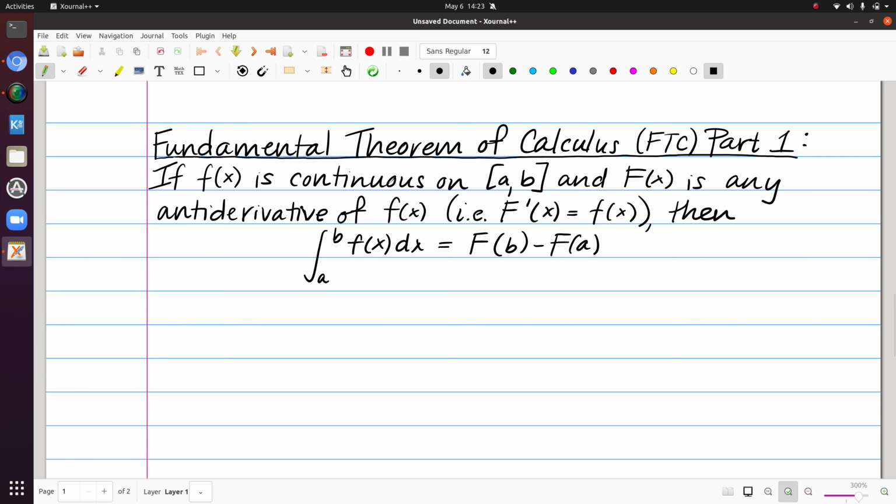And what I want to do here is see why this is true. In order to do that, not only are we going to use the mean value theorem, but we also have to rely on our knowledge of the definition of the definite integral.